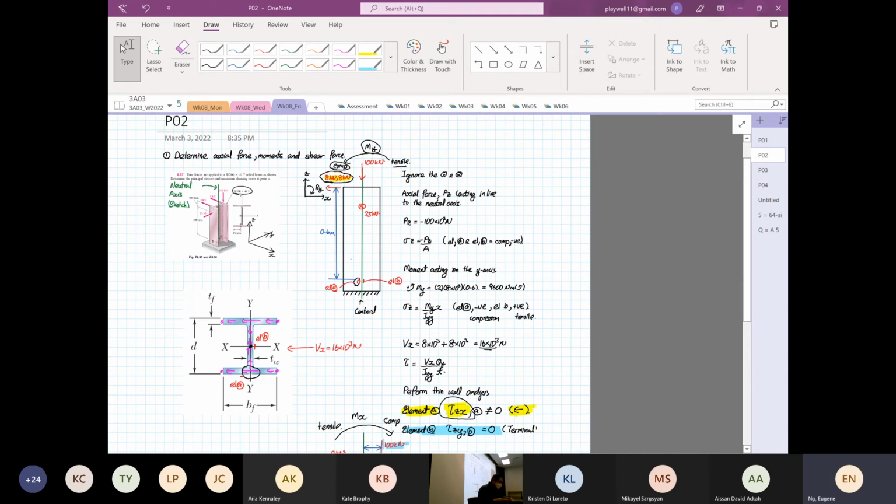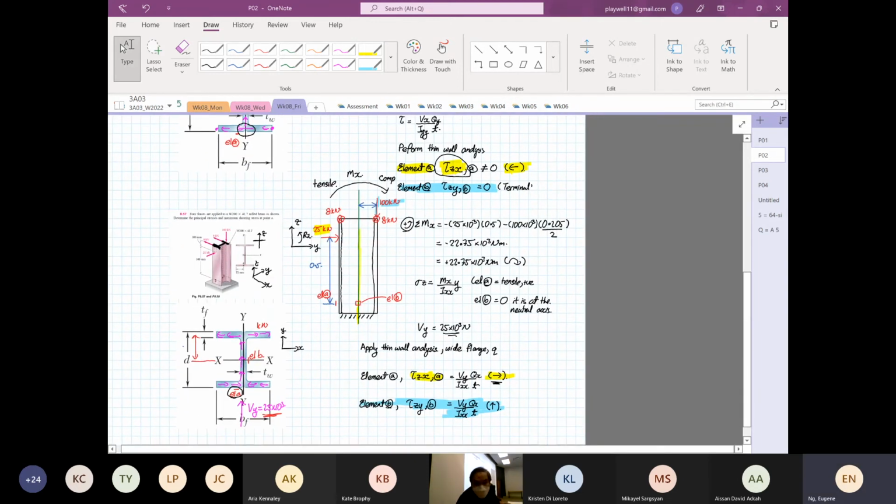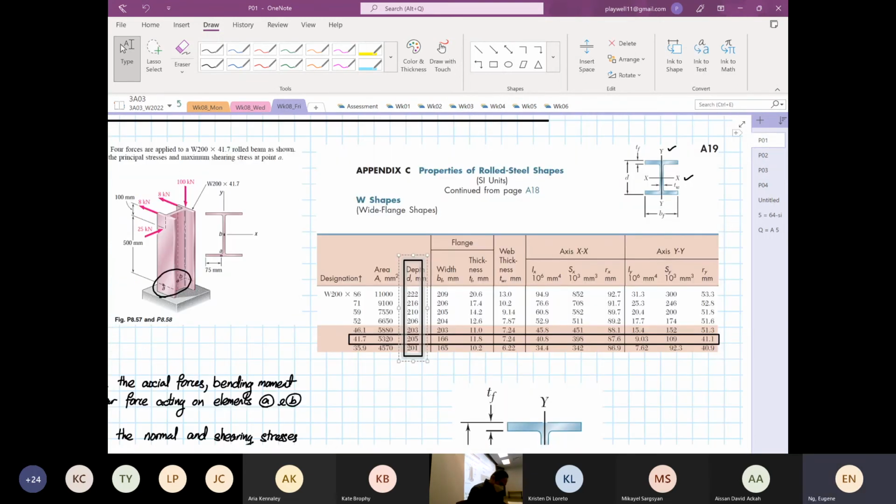Okay. So next, we are going to apply all the formulas that we have learned. But before we do that, we have to know the geometry of our structure. Do you have any questions online? No questions. Does anyone face to face have a question? No. Okay. So next, we start putting in our geometry information.